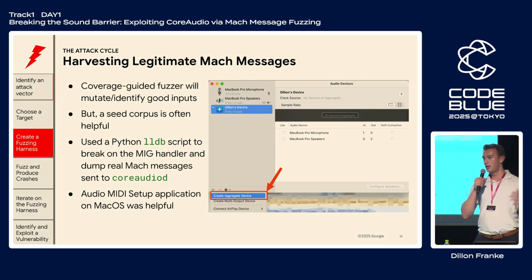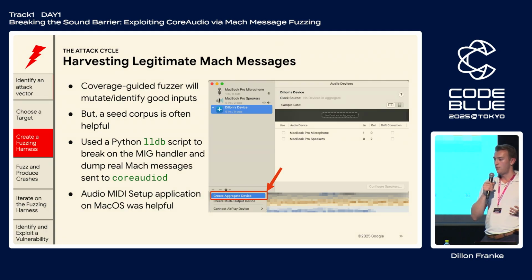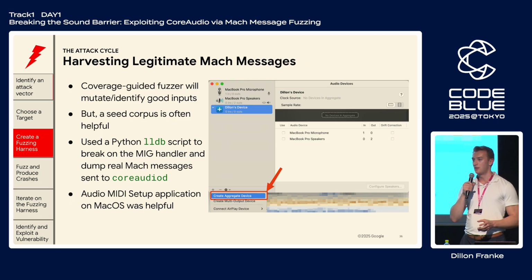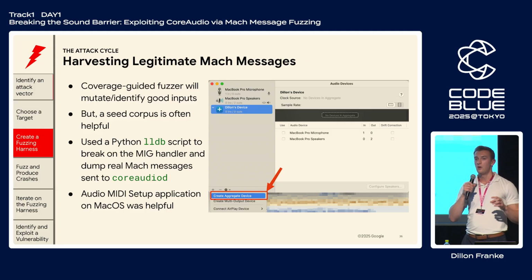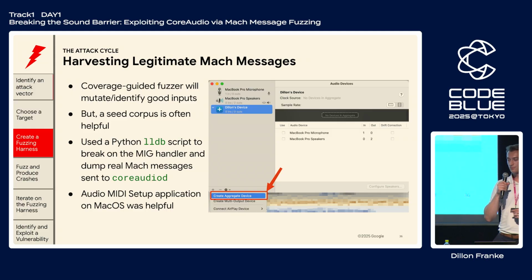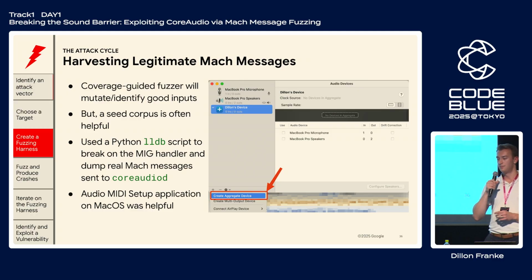So we could send messages to the message handler, but this isn't really super impactful or useful if we're just sending garbage data, right? So one of the things that I had to do was figure out how to harvest legitimate Mach messages. In fuzzing, this is referred to as generating a corpus of known good inputs. And the idea is you have this corpus of inputs, and then you start to mutate it and see what interesting things happen when you do that. A coverage-guided fuzzer will do that mutation for you. You just need to find those initial good inputs.